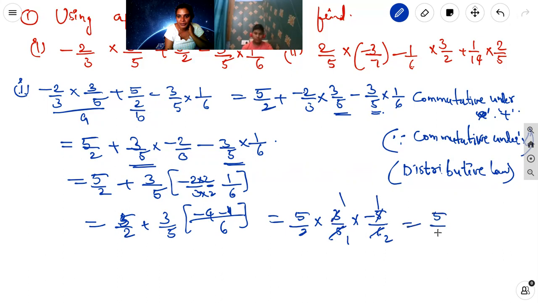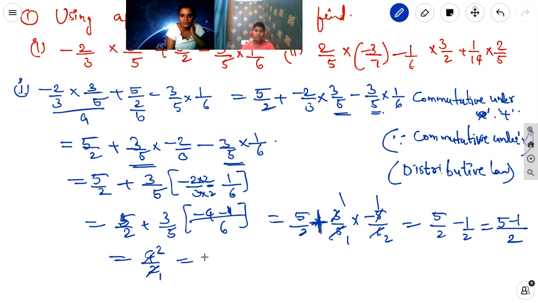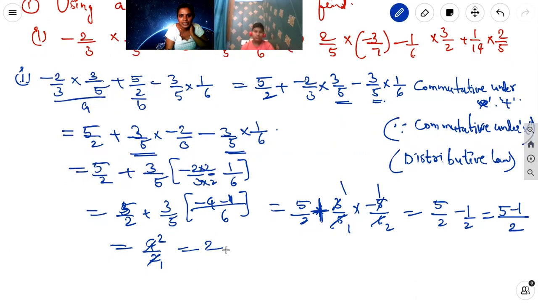Is equal to 5 by 2 plus 1 by 2 into minus, minus 1 by 2. Taking the LCM, 2 is the LCM, 5 minus 1 is equal to 4 by 2. 2 twos are 4, so 2 is the simplification. After using the suitable laws, we are getting 2 as the value of the given question.